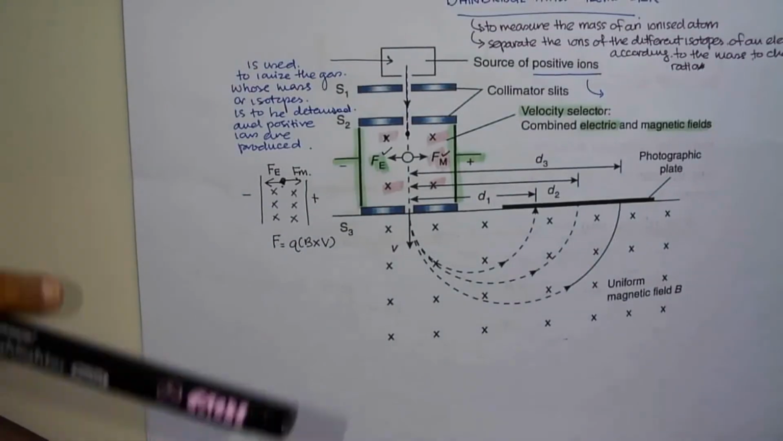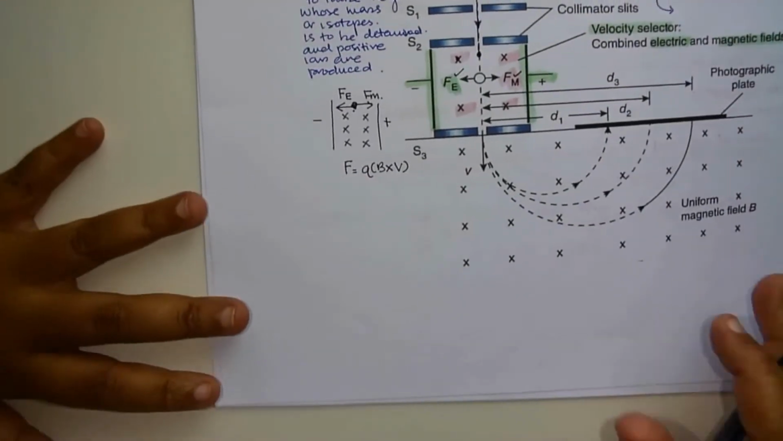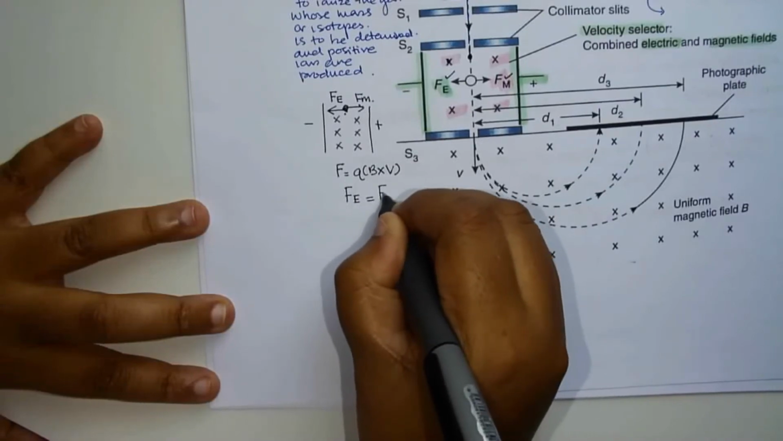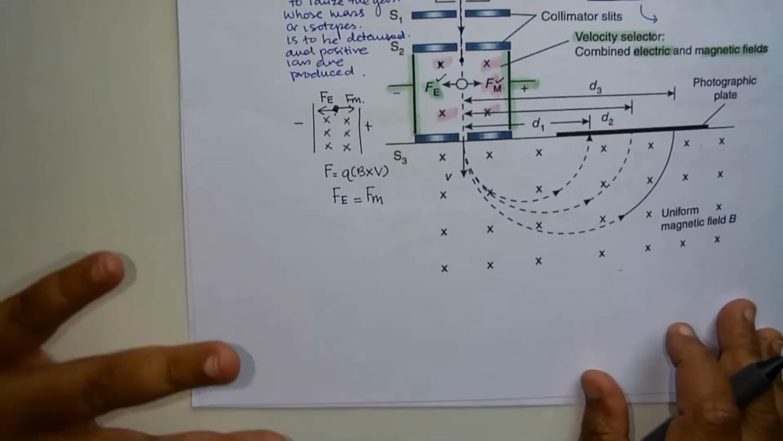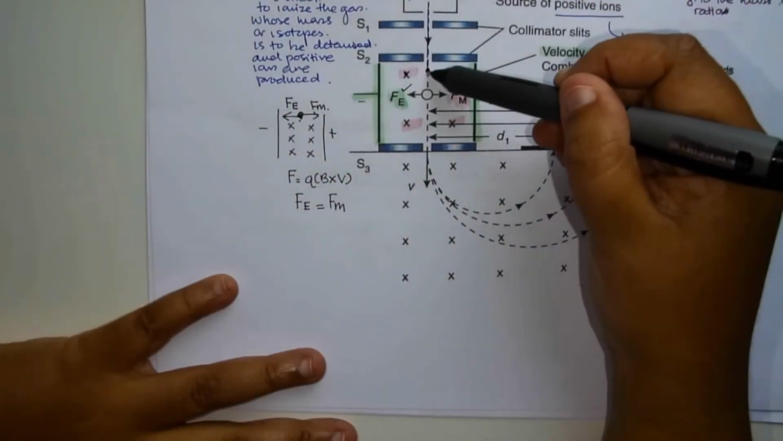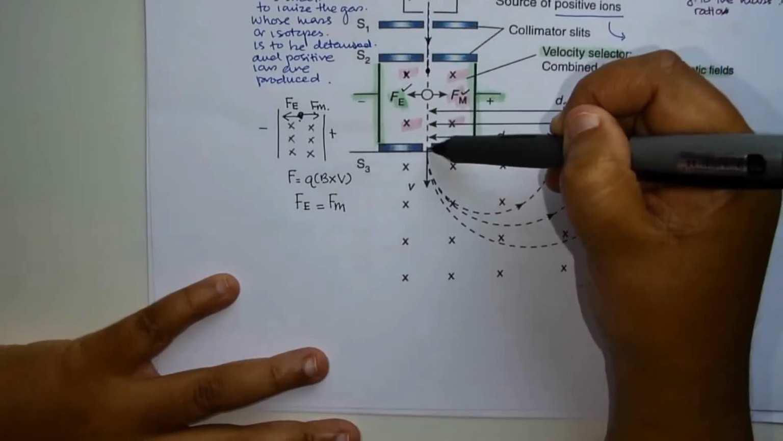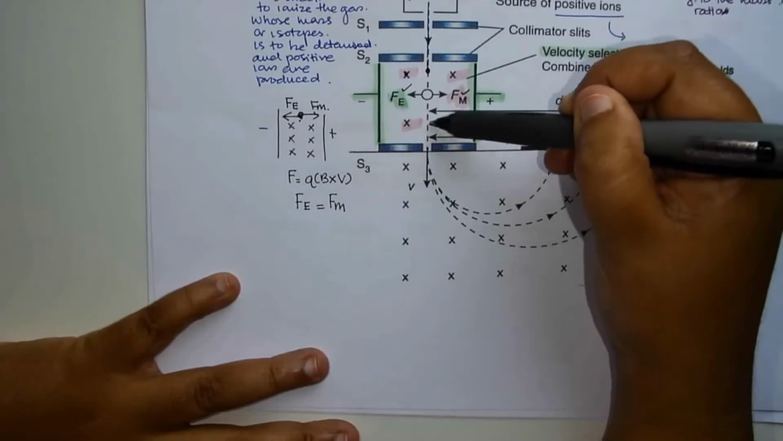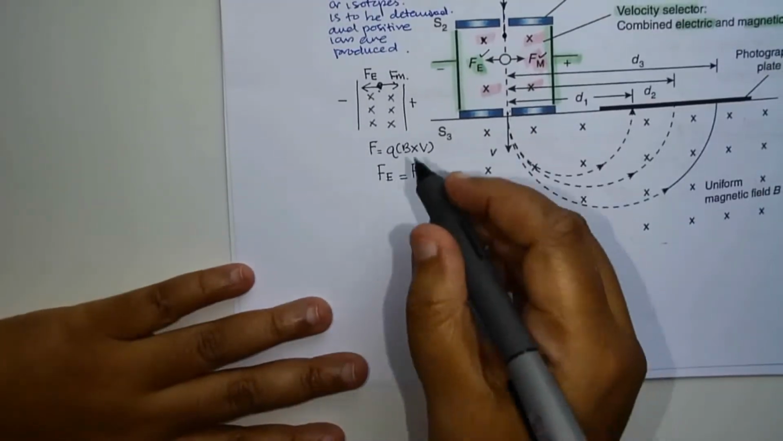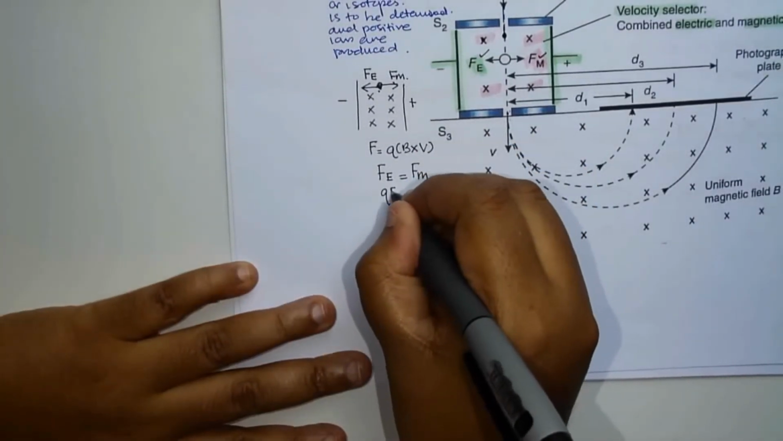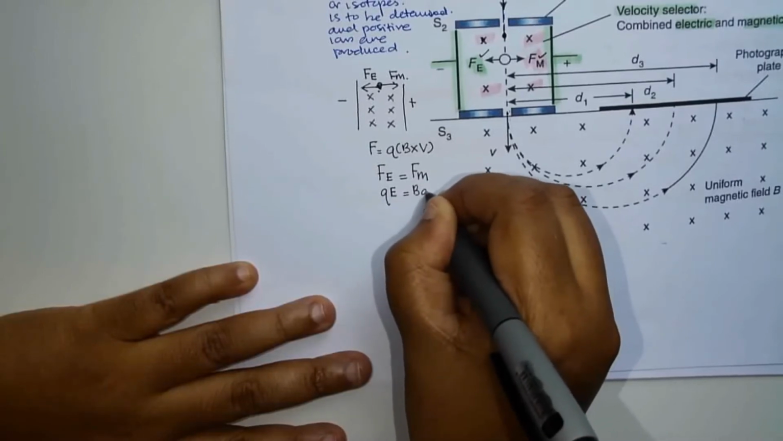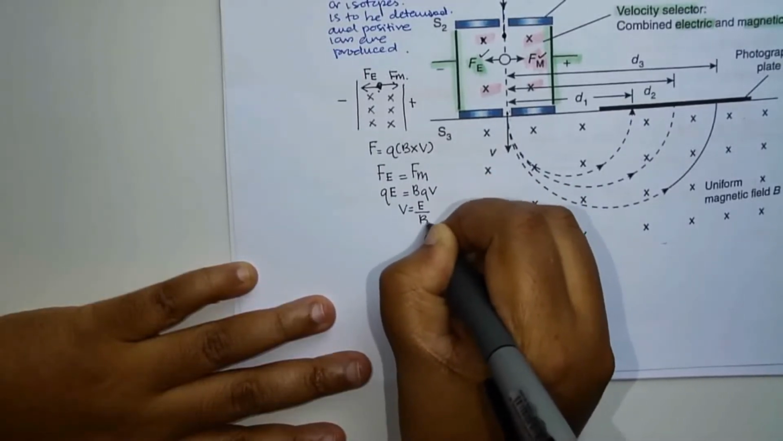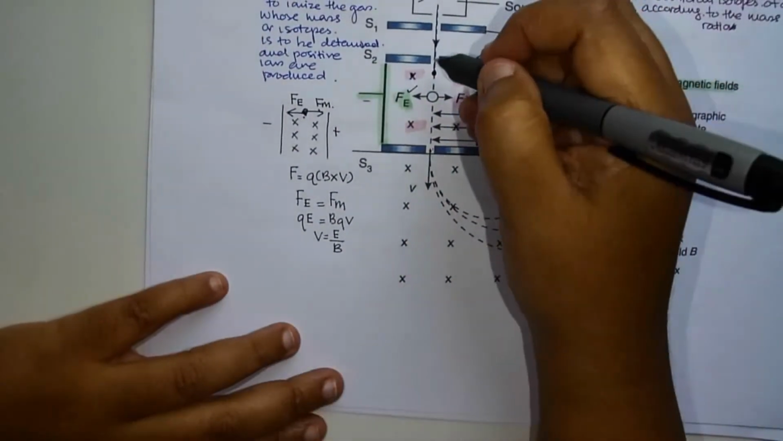If Fe is the same as Fm, what will happen? The positive ions will move straight. For this to happen, QE equals BQV, so V equals E over B. So they move straight.